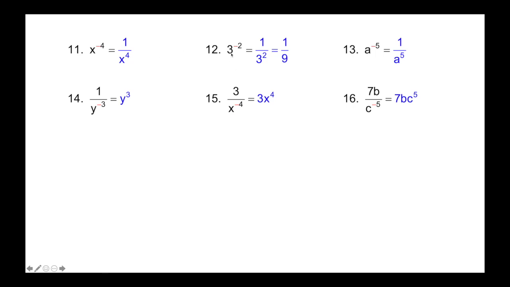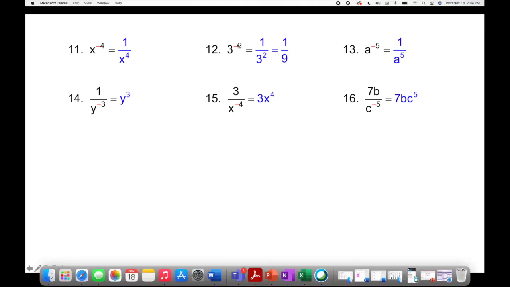The same thing will happen in number 12. Again, as soon as I see that negative here, I'm going to right away want to move that to the bottom. So this is going to be 1 over 3 squared. 3 squared then turns into 9, so 1 over 9 is going to be my answer. Right here, if I had a to the negative fifth, that's right away going to move to the bottom, and so I'm going to get 1 over a to the fifth.